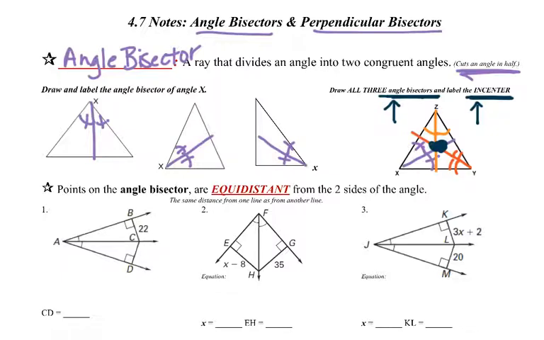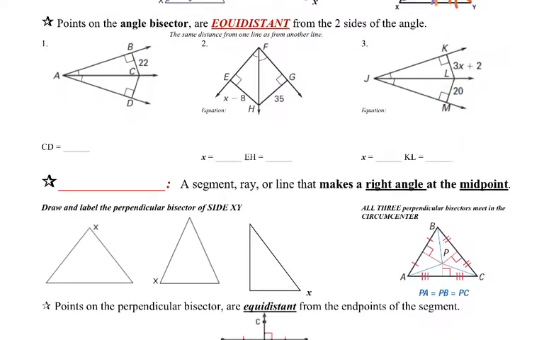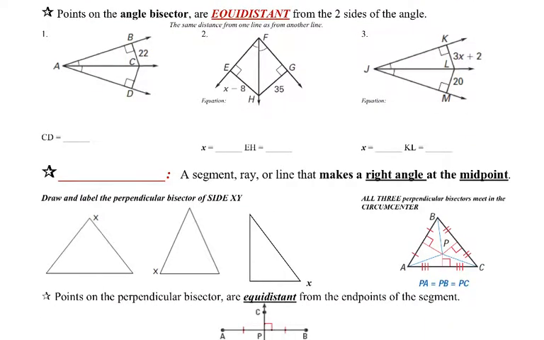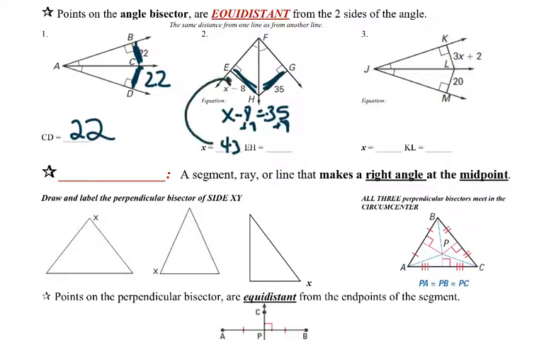Going back to what we've learned previously, or what we've seen before, is equal distance, right? If it looks equal, it is equal. Any point on the angle bisector is going to be equidistant from the sides of the angle. So that's going to be 22. Or here, x minus 8 equals 35, making x equal to 43. And if I plug that 43 back in, 43 minus 8 again is 35, right?